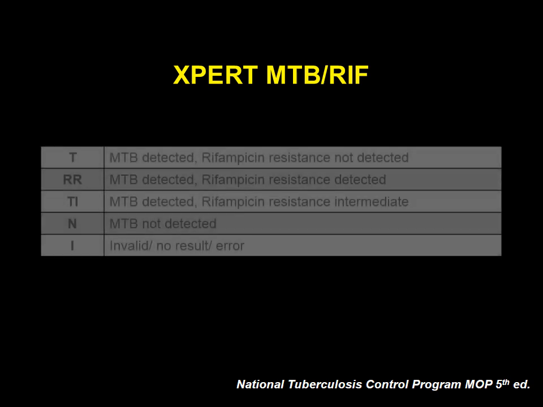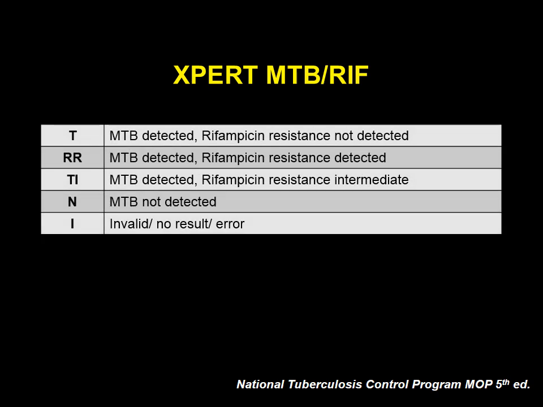Gene Xpert Mycobacterium tuberculosis rifampicin assay is a rapid molecular diagnostic test endorsed by WHO that detects Mycobacterium tuberculosis and rifampicin resistance. Specimen can be sputum, gastric washing, or even CSF. Gene Xpert MTB/RIF results are reported as follows.